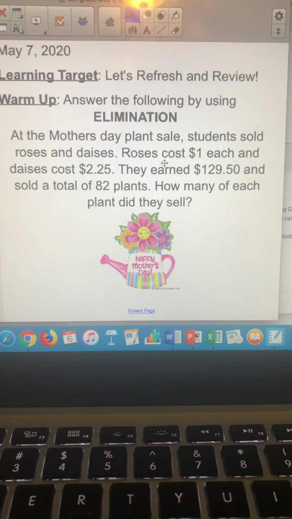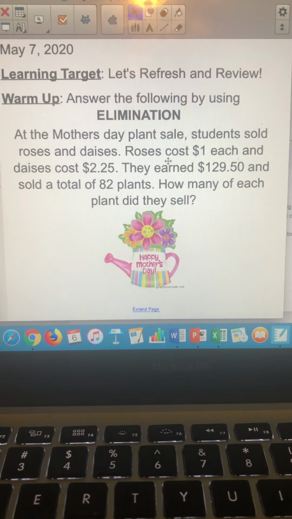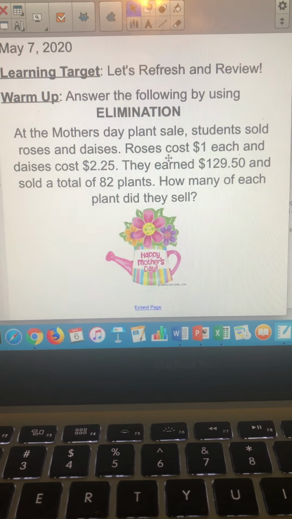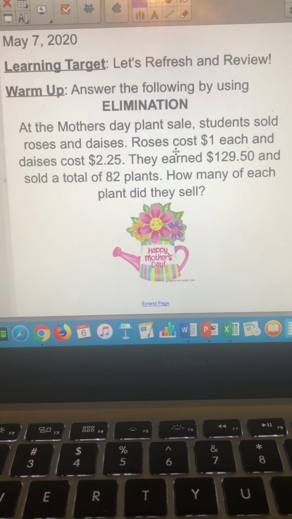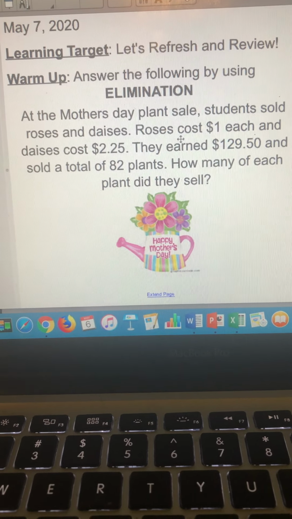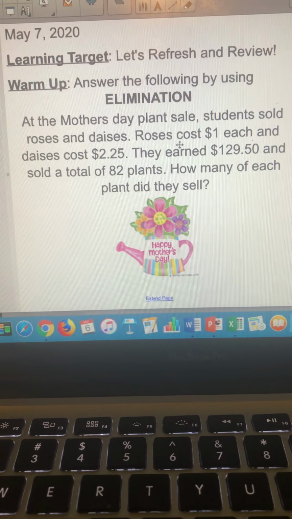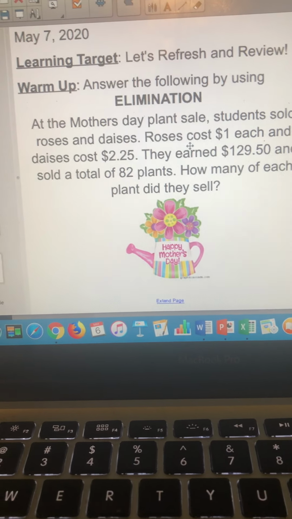It says, at the Mother's Day plant sale, students sold roses and daisies. Roses cost $1 each and daisies cost $2.25 each. They earned $129.50 and sold a total of 82 plants. How many of each plant did they sell?